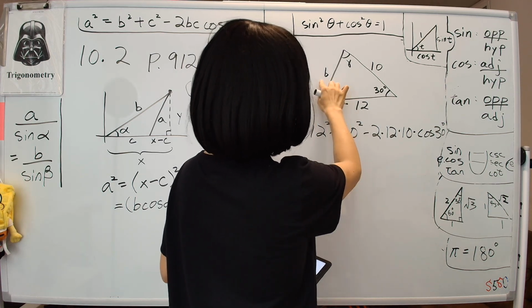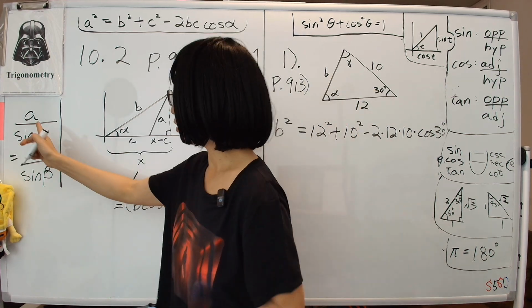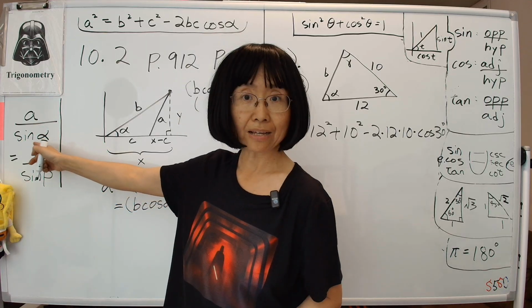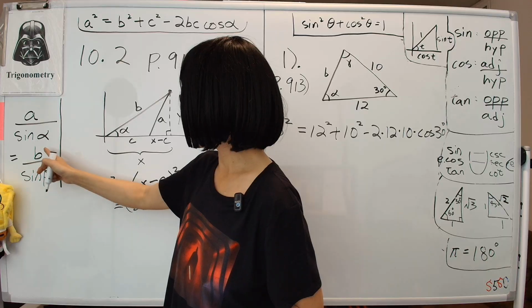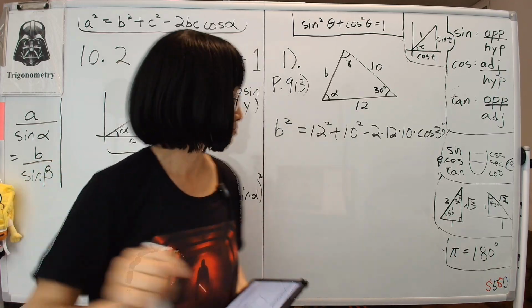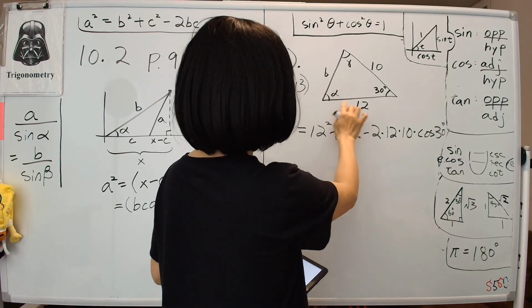Then we can use the law of sine. The law of sine says that each side divided by the angle that it faces is going to be equal to a different side divided by the angle that side faces. So then we can calculate these things.